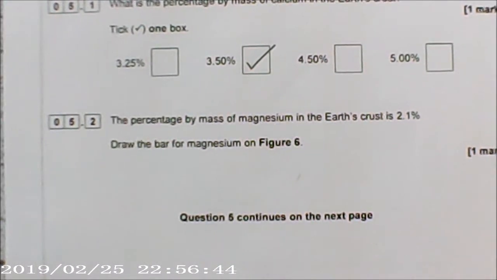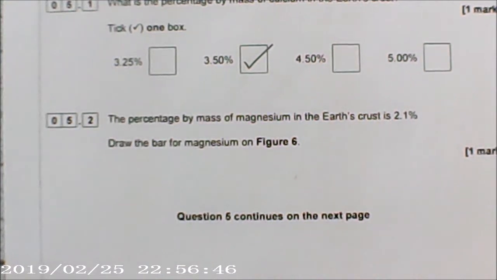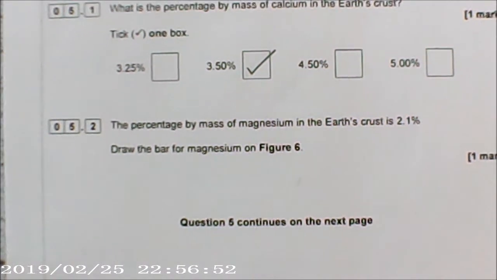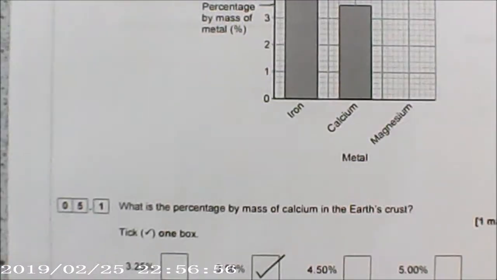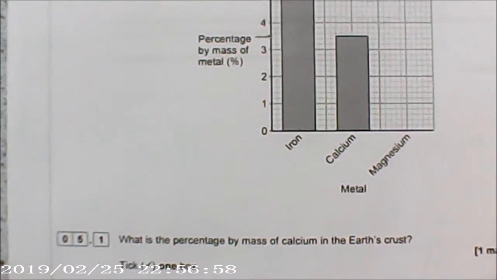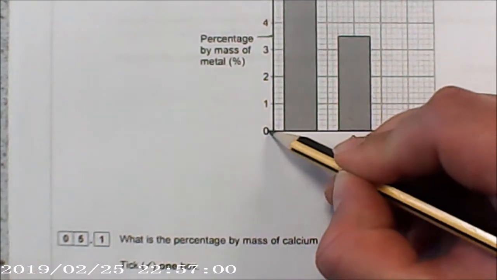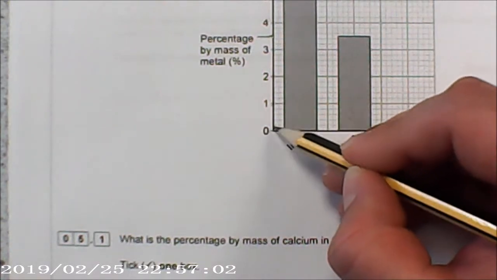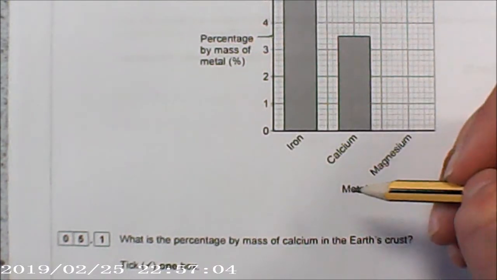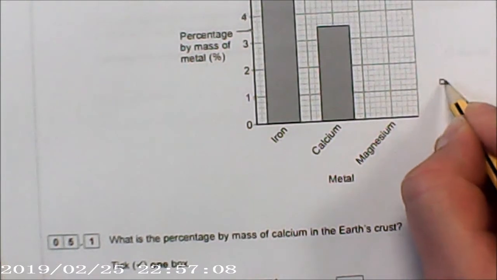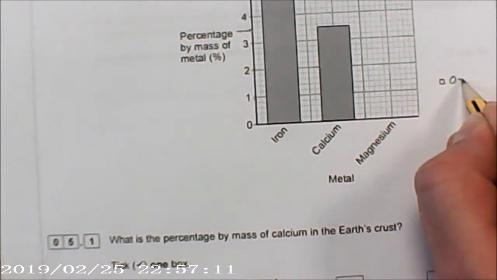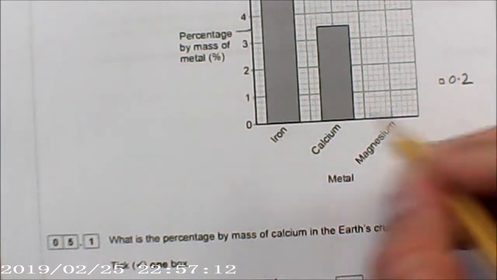5.2. The percentage by mass of magnesium in the Earth's crust is 2.1. Draw the bar for magnesium on figure 6. So here is where we're adding our bar to the graph. The first thing we need to do is work out the scale. So here is 0, here is 1, and there are 5 little boxes. That means that every little box is going to be worth 0.2.